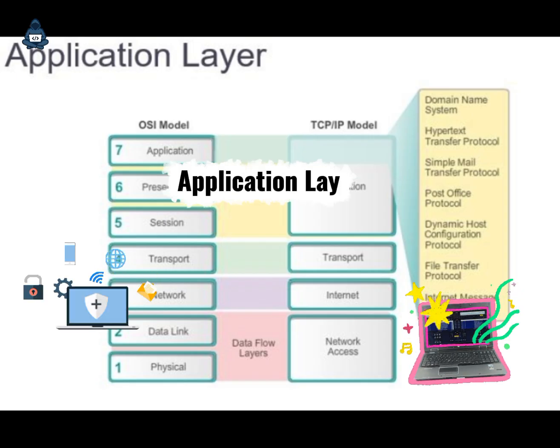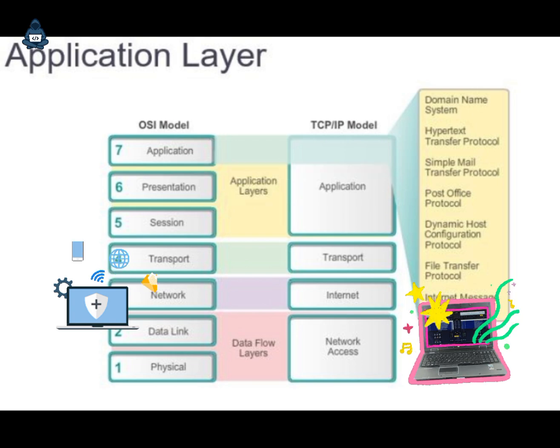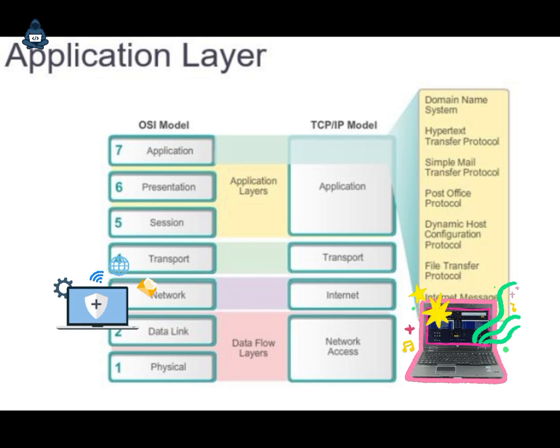The seventh layer, the application layer. It is the layer that allows users to use the network or communicate with the network. Examples: the web browser, HTTP, email, SMTP, and file transfer, FTP, etc.